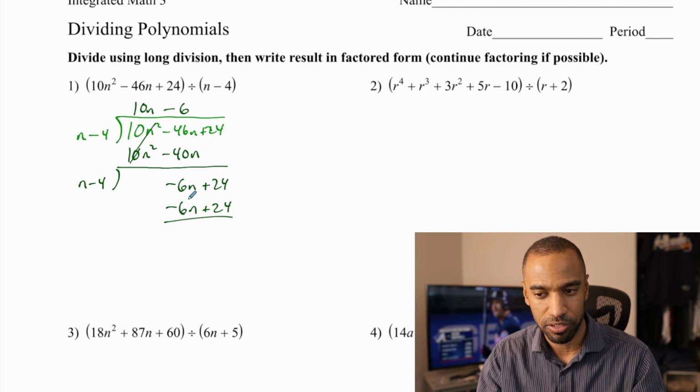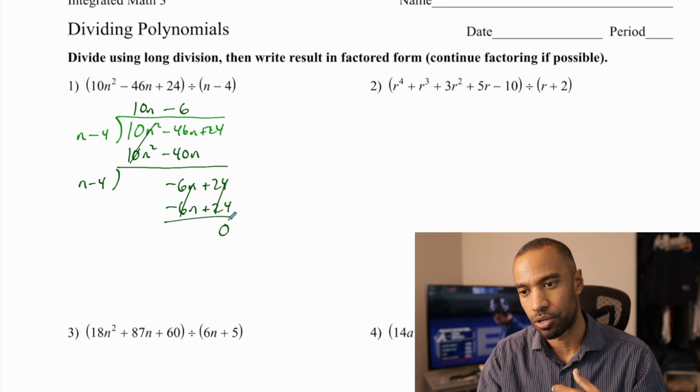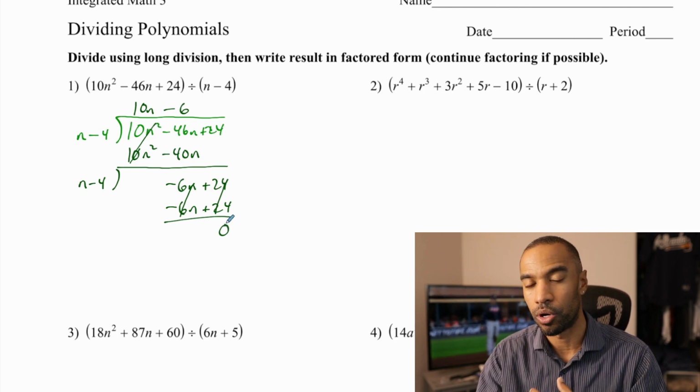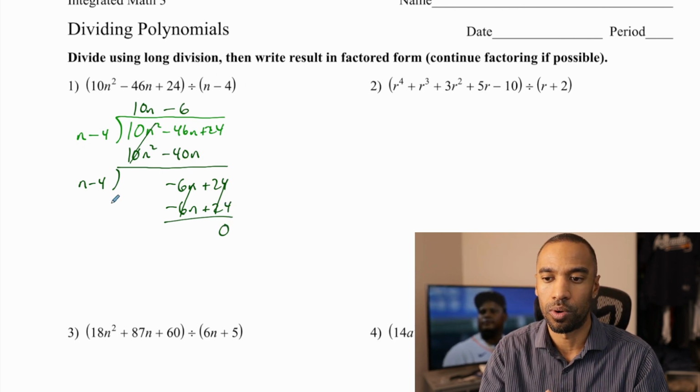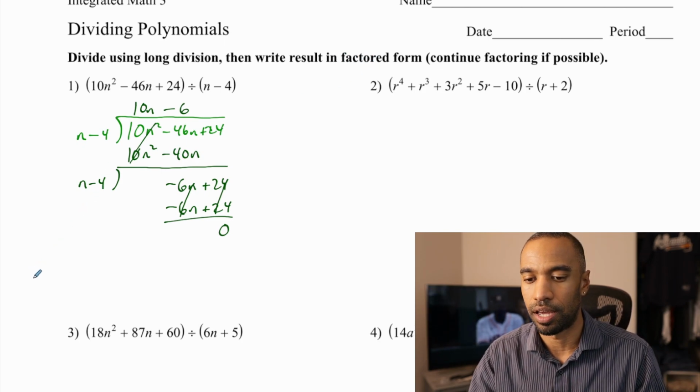Negative 6n minus negative 6n is 0. 24 minus 24 is 0, and your result is 0. So this result here is the remainder. Like I said, we're going to have remainders of 0 in these instances, and I hope that you are good and okay with that. So here's what I want to write in factored form now afterward, if this is okay.